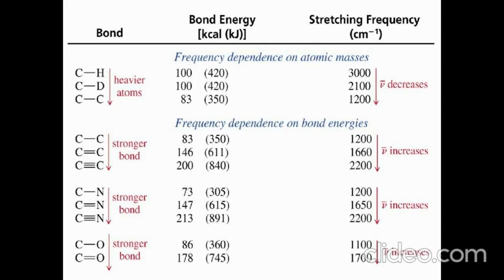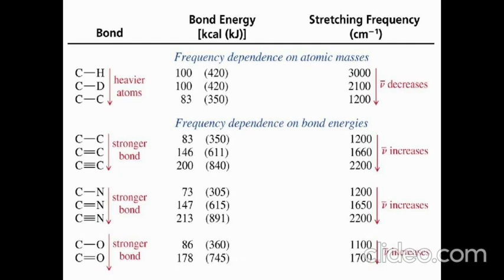Now let us take a few examples and try to apply Hooke's law, and let us check how Hooke's law is very useful to understand the frequency or the peak positions in an IR spectrum. In the first example, we will take three bonds. One is the carbon-hydrogen bond, attached by a single bond. Next is the carbon-deuterium bond, which is also a single bond. And the third is the carbon-carbon bond, which is also a single bond.